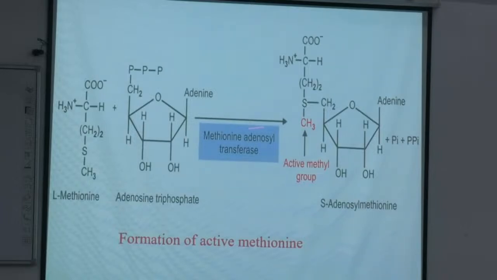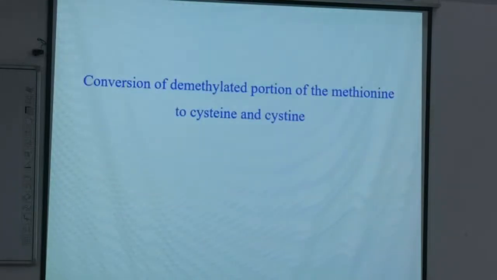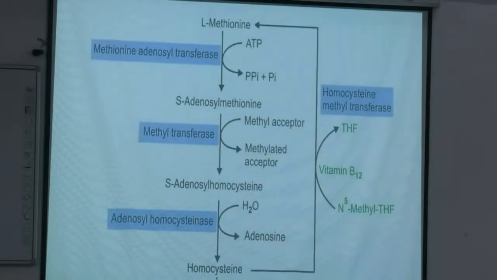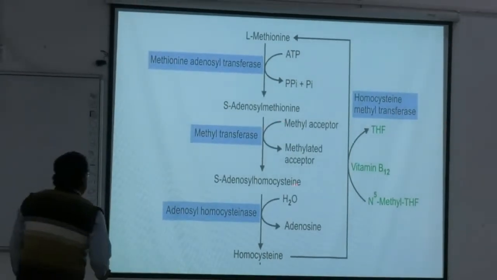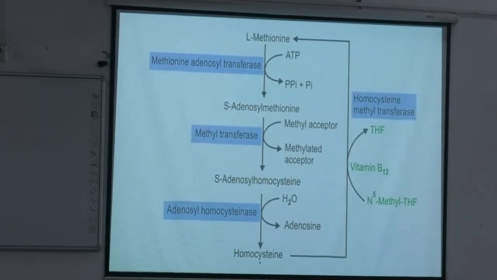You will see also in this reaction there is attachment of an active methyl group. Okay, so this is the first step of this reaction, transmethylation. Now in the second step, conversion of the demethylated portion of methionine to cysteine. From L-methionine it is converted into S-adenosyl methionine, and in the next step, as I already told you, it is converted into S-adenosyl homocysteine, and lastly into homocysteine, and this homocysteine is again converted into methionine.